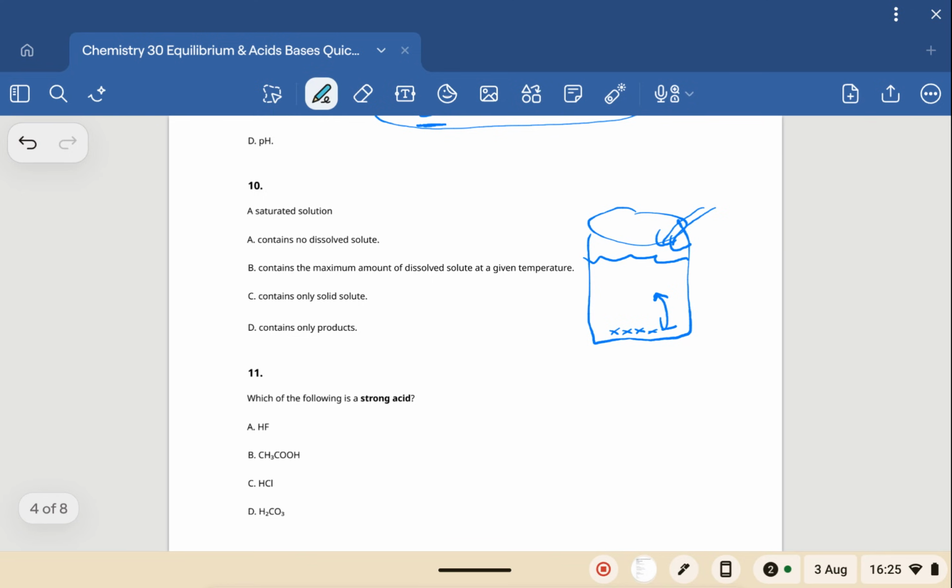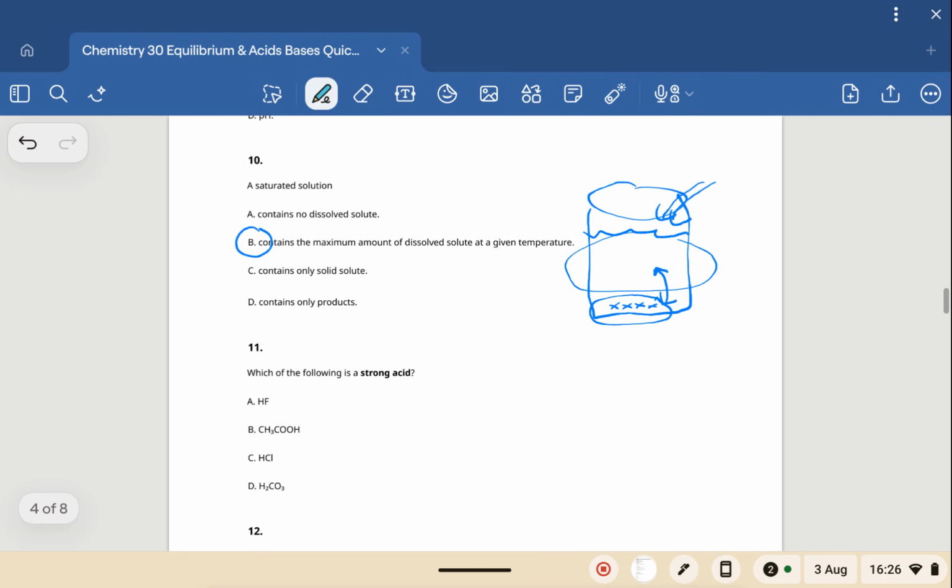Going through these options, contains no dissolved solute. Well, there is a dissolved solute, that would be all of this area, not including the solid. Contains the maximum amount of dissolved solute at a given temperature. That one looks like it could be true, but let's check the next couple. Contains only solid solute. That would mean this part here, so that's not true. And contains only products. That's not true either, because this is a system in equilibrium. So the best answer definitely is B.